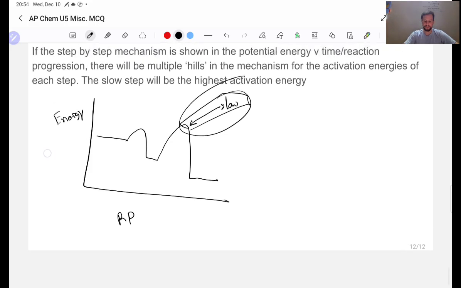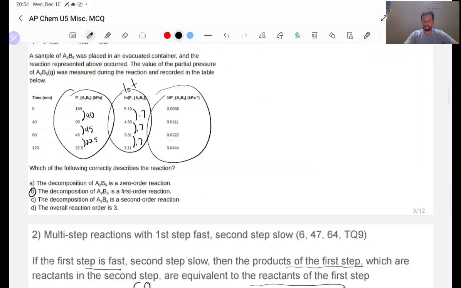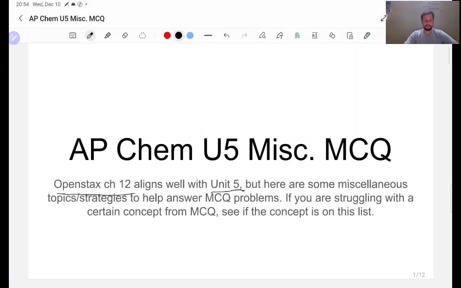So there you go. That is it. Those are my main notes from MCQ. Optional viewing of this if you have questions as you're going over the MCQ problems.